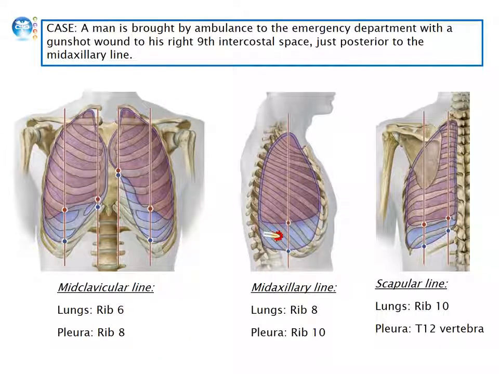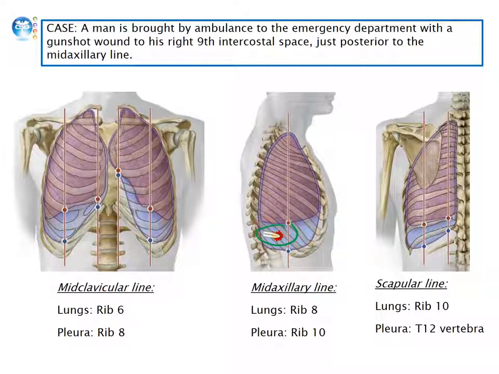To illustrate some of the next few points, I would like to introduce a couple of cases. Let's suppose that a man is brought by ambulance to the emergency department with a gunshot wound to his right ninth intercostal space, just posterior to the mid-axillary line. So my question to you is, which organs or structures is this bullet likely to have damaged?